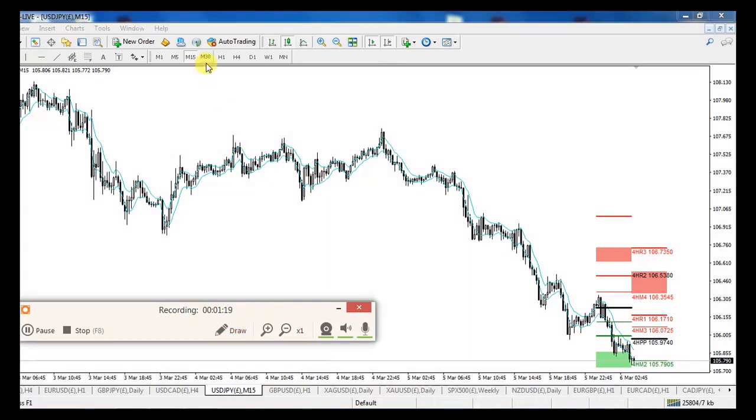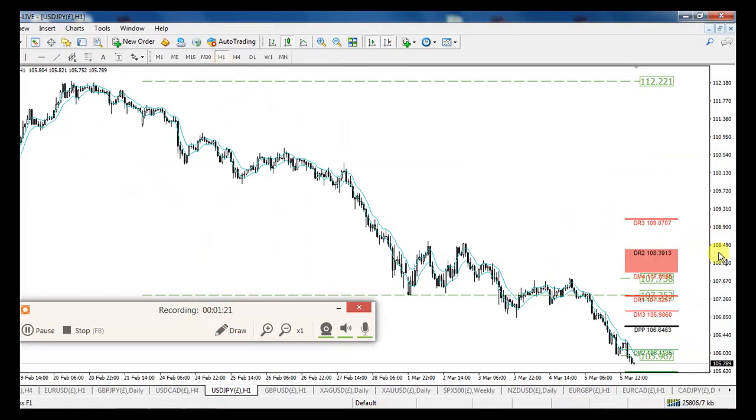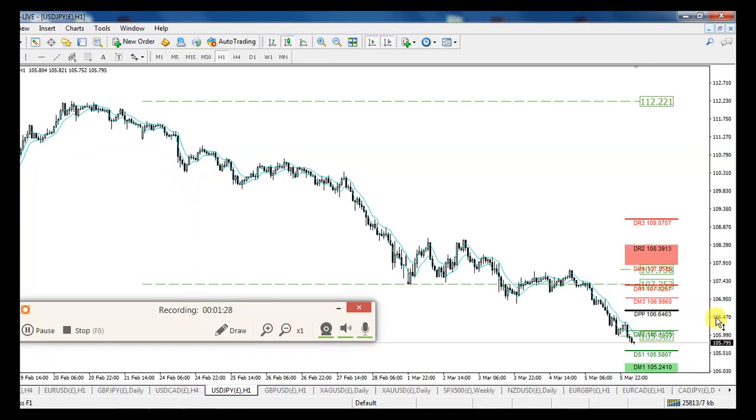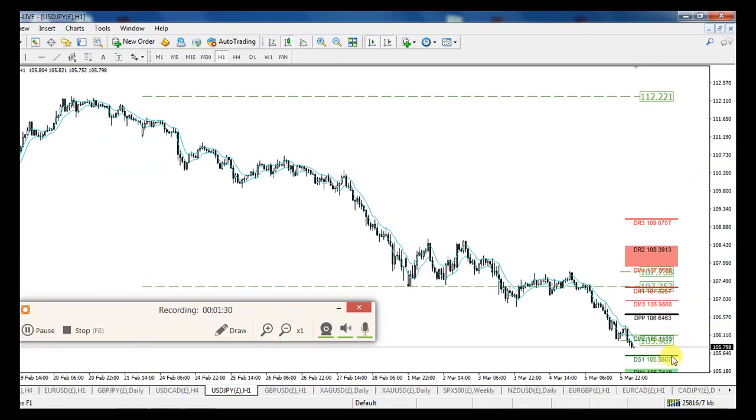Let's look at the potential targets in here. Let's go to an hourly chart. Either this daily S1 or further down. Because it's so close, around 12 pips away, it might come down.